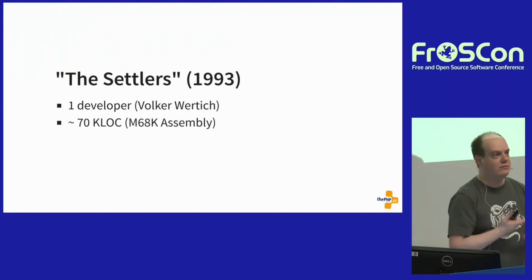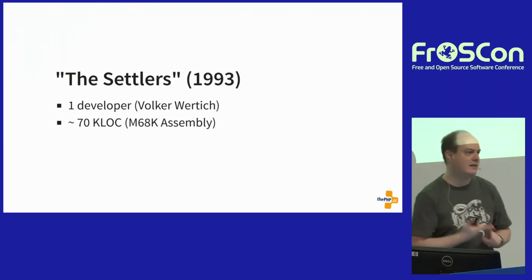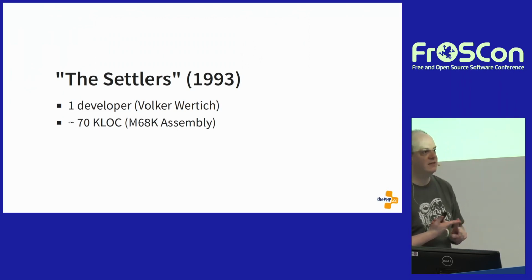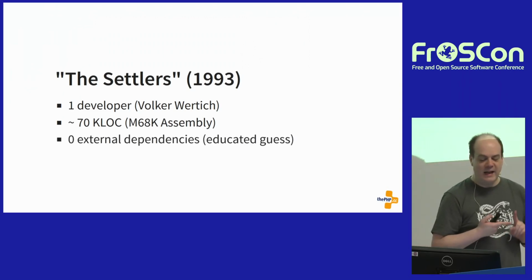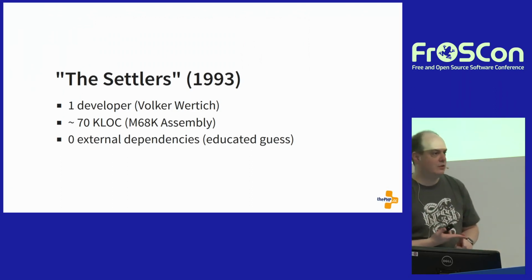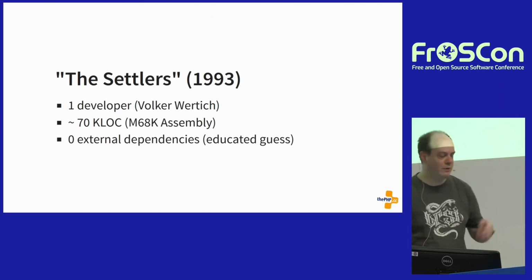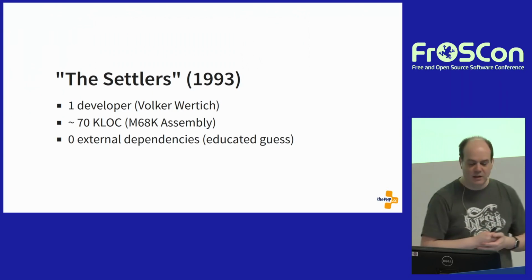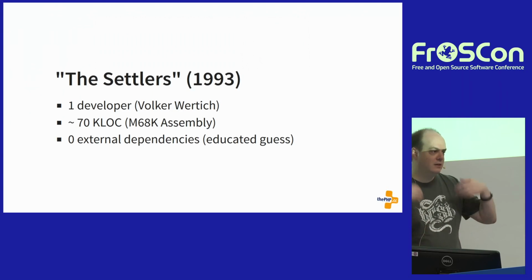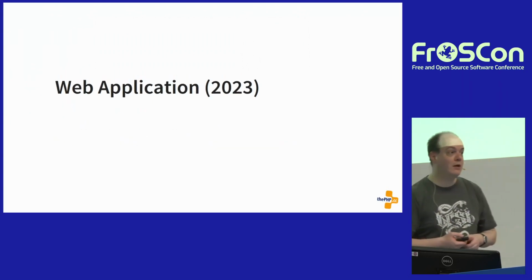It was written in roughly 70,000 lines of assembly code for the Motorola 68K CPU and the Amiga's graphics and sound coprocessors. And an educated guess is that there were 0 external dependencies in there. He wrote everything he needed for his game by himself, or copy-pasted it from other projects of his and used that, but there was no dependency management that we would think about these days. So what about these days?